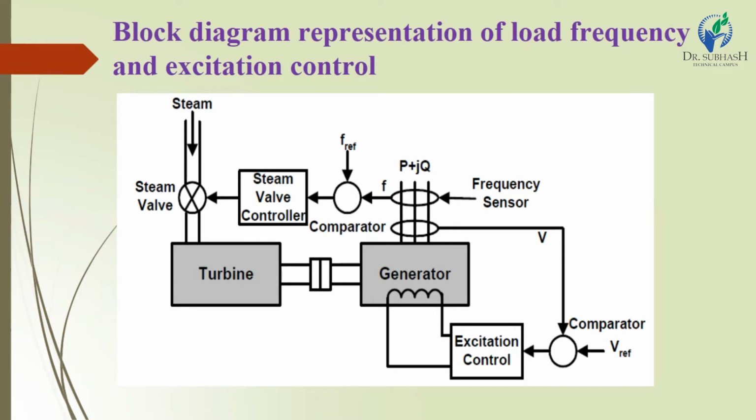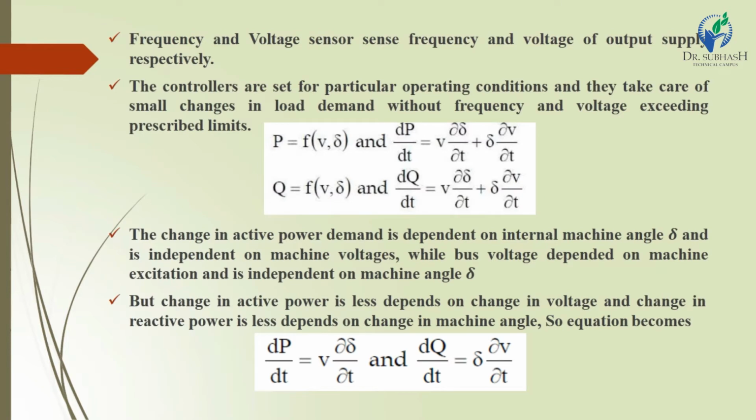Now we discuss the block diagram representation of load frequency and excitation control. This is the figure of the block diagram representation of the load frequency system. In this system, turbine and generator are coupled to each other. The other parameters are the excitation control system, steam valve controller, comparator, steam valve, steam, frequency sensor, etc.